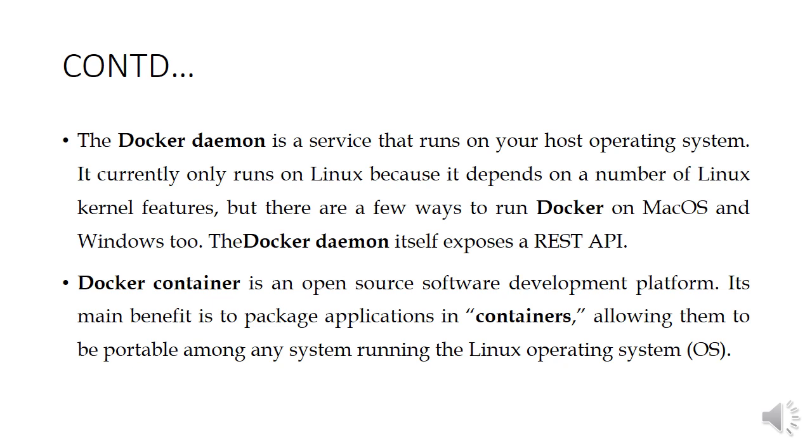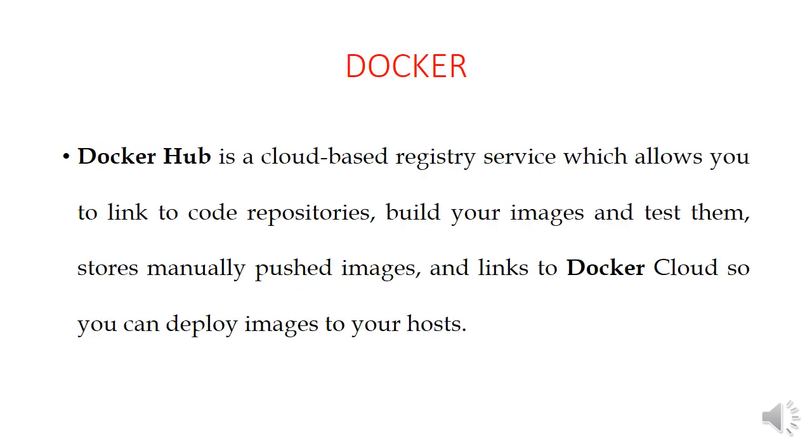Docker is an open source software development platform. Its main benefit is to package applications in containers, allowing them to be portable among any system running the Linux OS. Docker Hub is a cloud-based registry service which allows you to link code repositories, build your own images and test them, store manually pushed images, and link to Docker Cloud. So you can deploy images to the cloud.